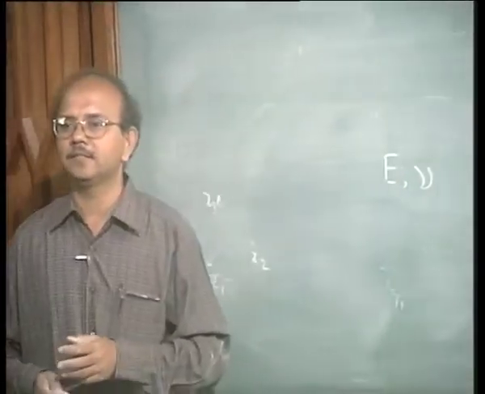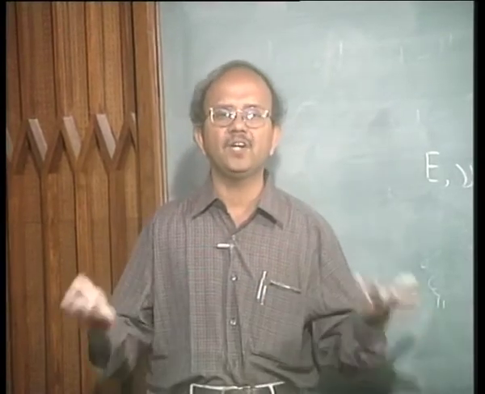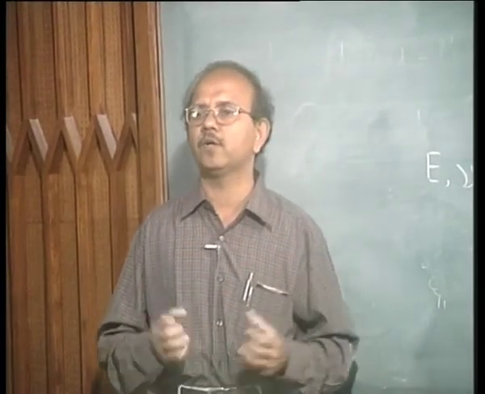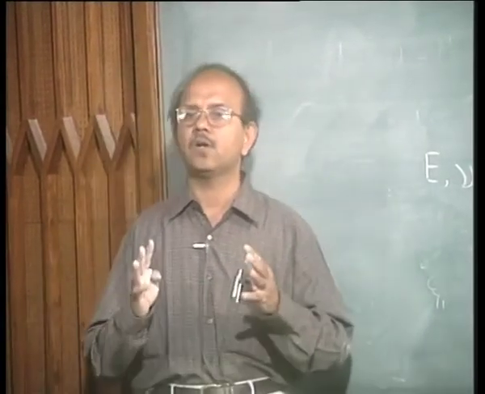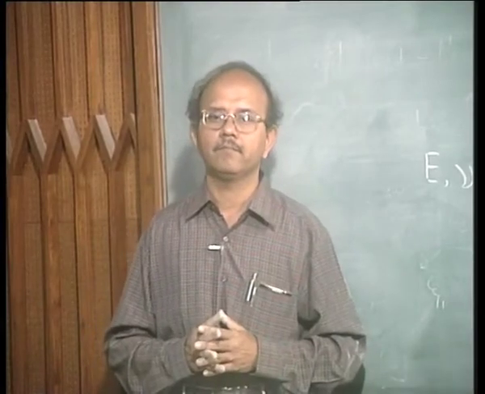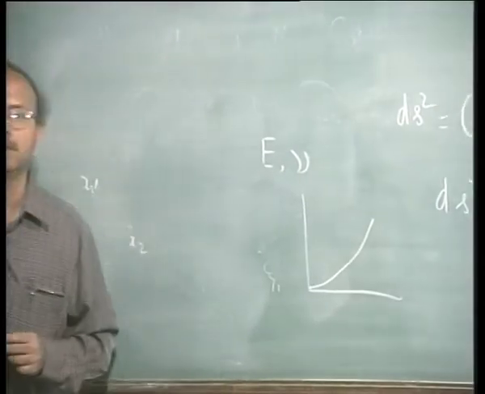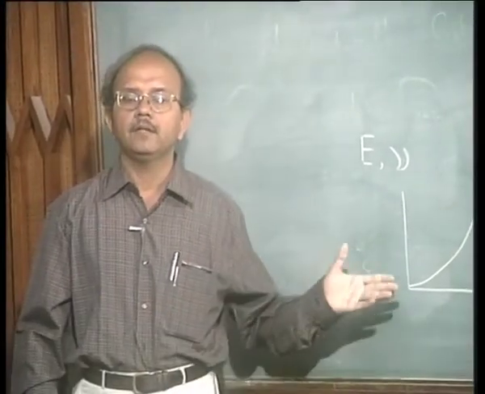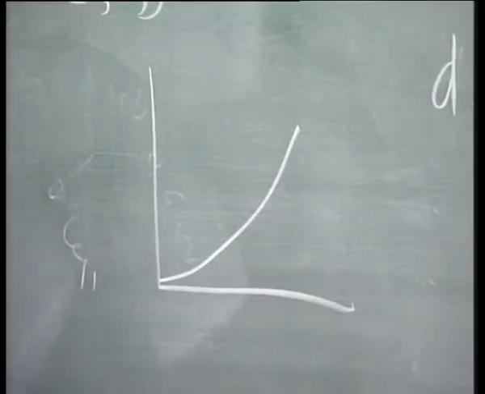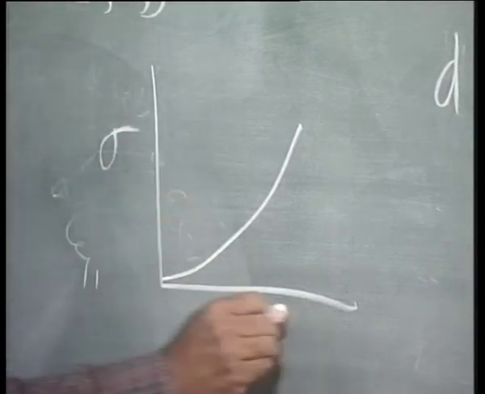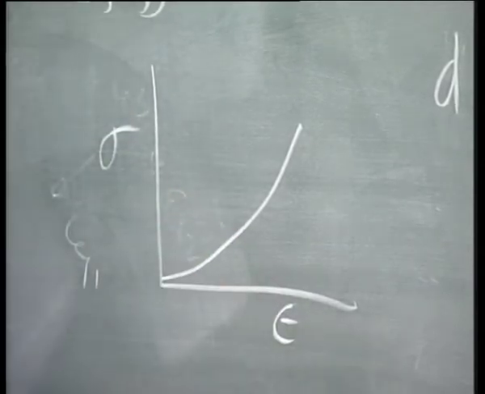Okay, why is this a better definition? Because stress need not be proportional to strain. For example, if you look at rubber, stress and strain are not proportional. Okay, I can get a very complex stress strain curve, sigma versus epsilon, where I can't define E that easily.